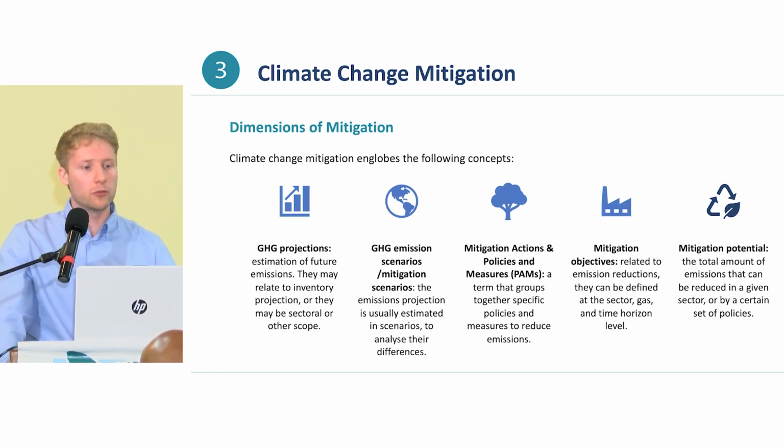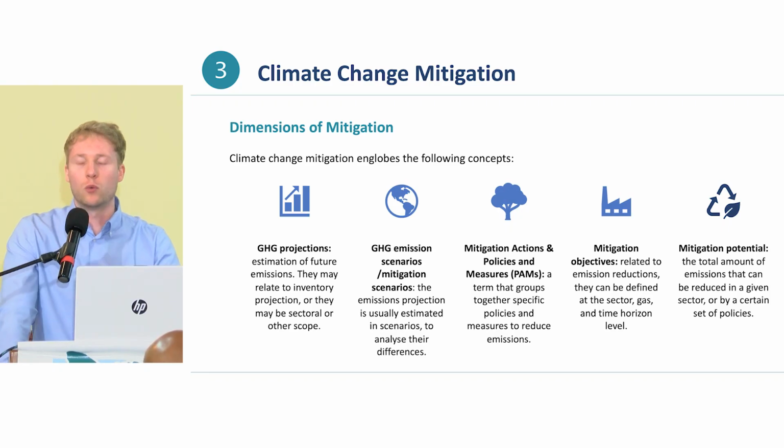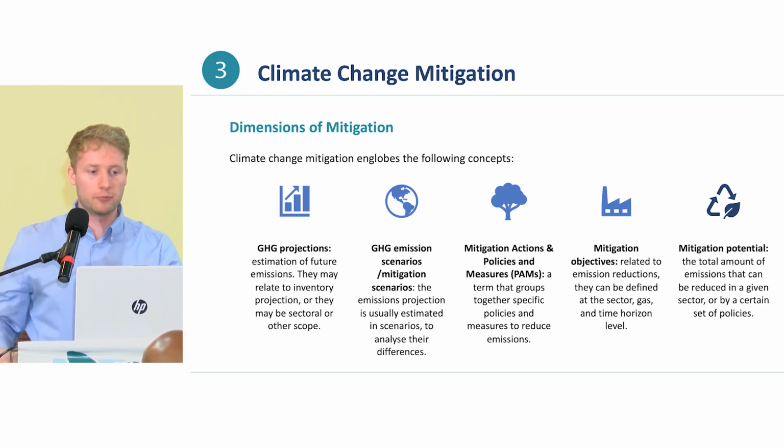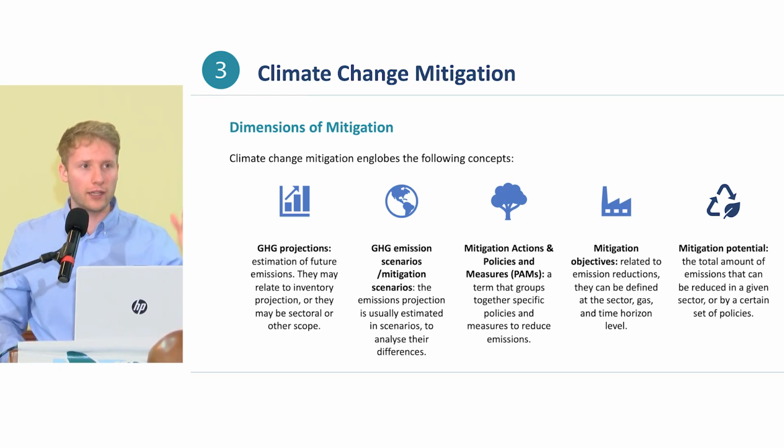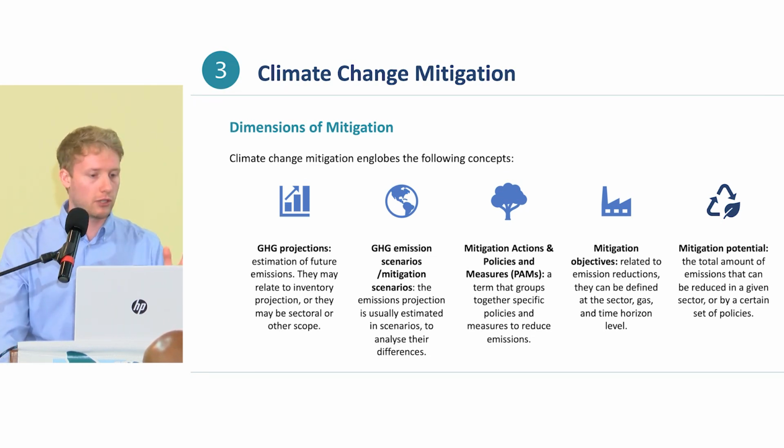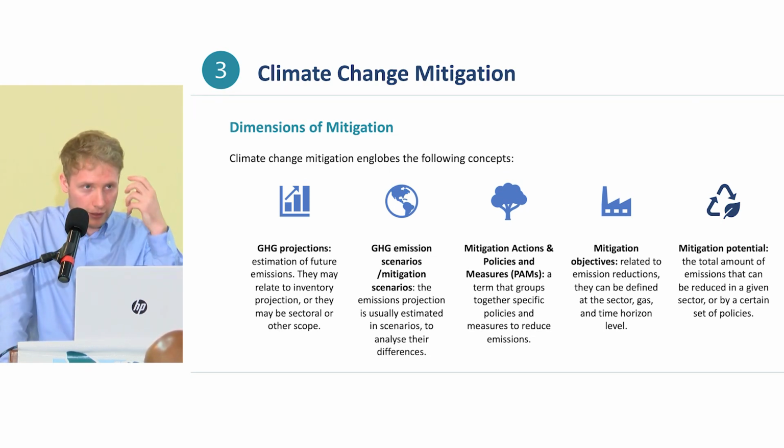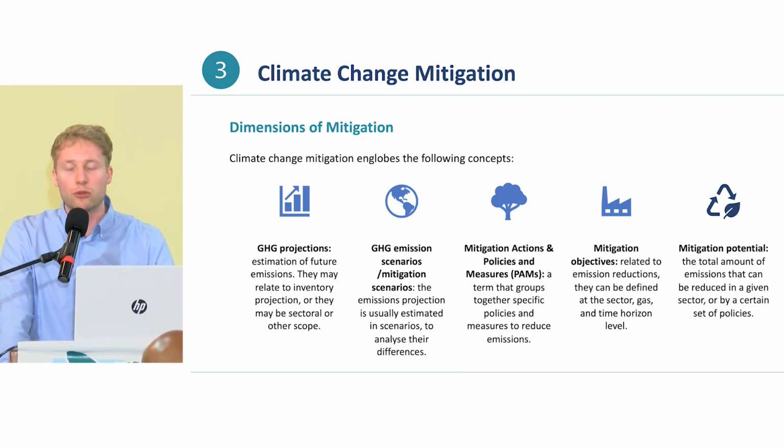To know where to mitigate, it's important to know where you emit. So to have some idea of projection: where are my emissions going, where am I opening a new chemical plant? Okay, these emissions will go up. This sort of information should feed into the process of devising a mitigation strategy, devising targeted mitigation actions. So these are linked to projections and scenarios.